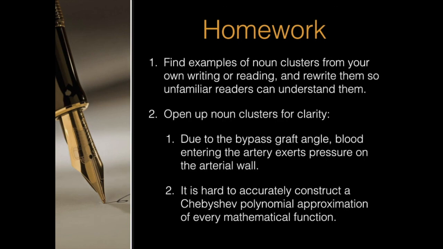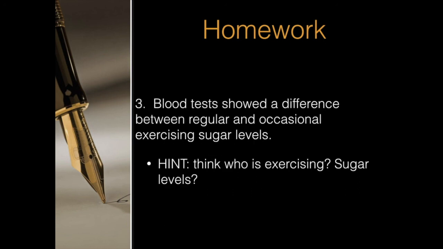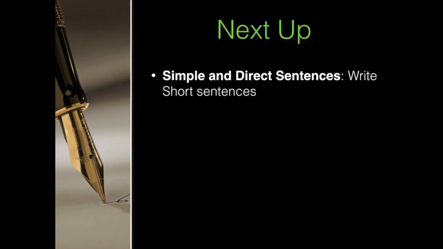Exercise 2 asks you to untangle some noun clusters. However, you can also use this exercise to refresh your understanding of techniques from previous videos on making simple and direct sentences. For example, for exercise 2.2, the one at the bottom of the slide, is the action in the verb? Also, what is the topic of the sentence and is it in the subject? If you wish to attend the previous lessons, links to their videos are given in the description below this video. The third exercise is an example of where the noun being modified is missing. Find it and rewrite. So that's it for today.